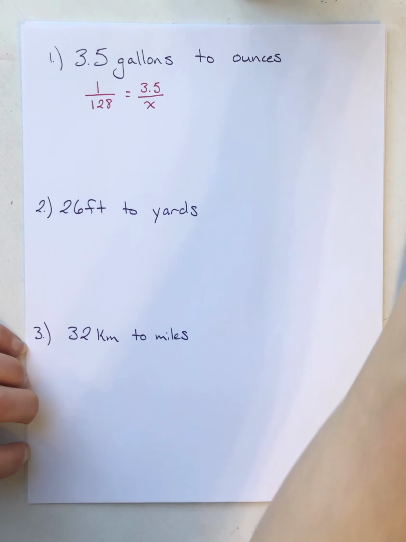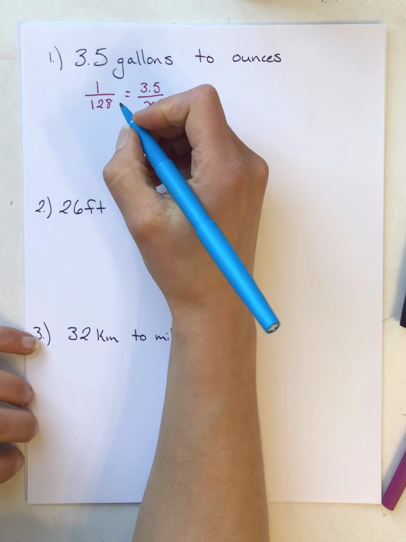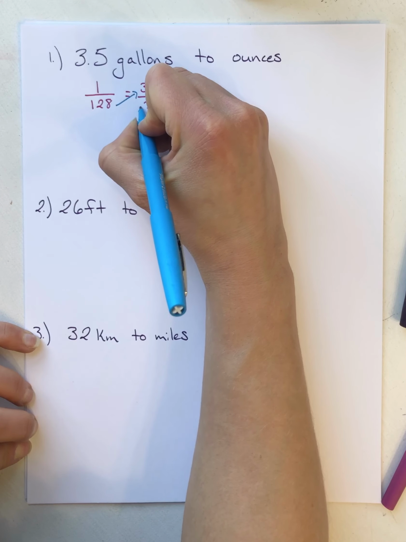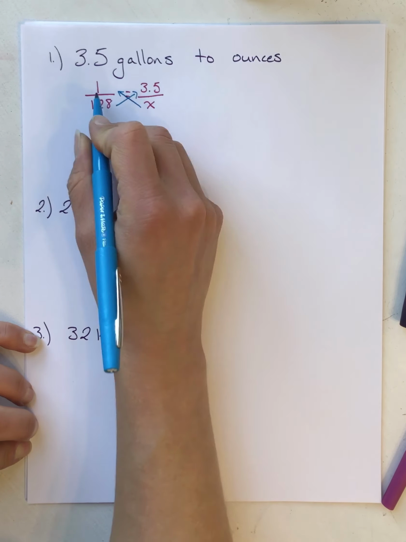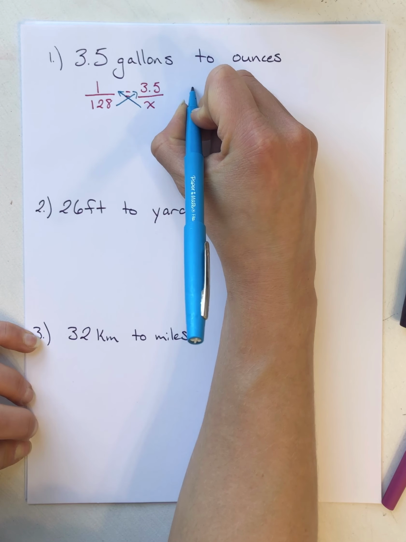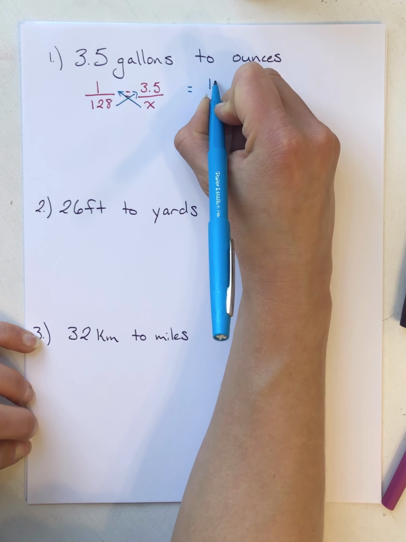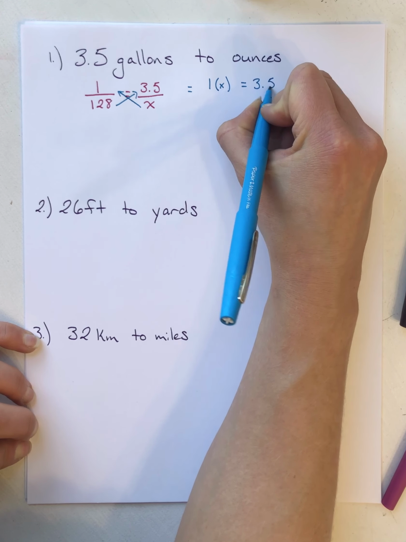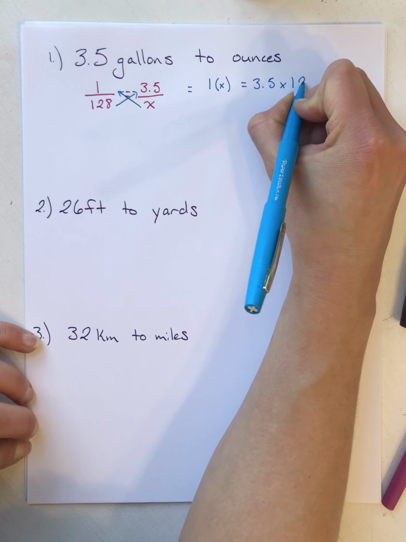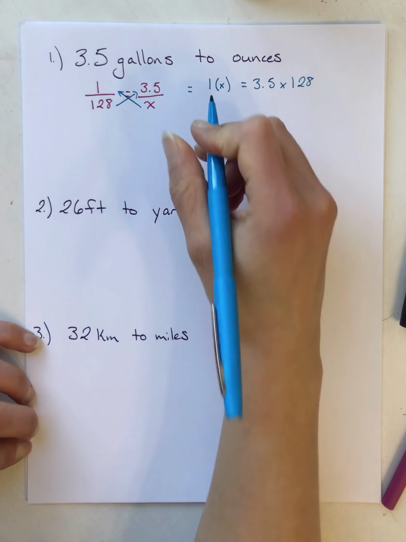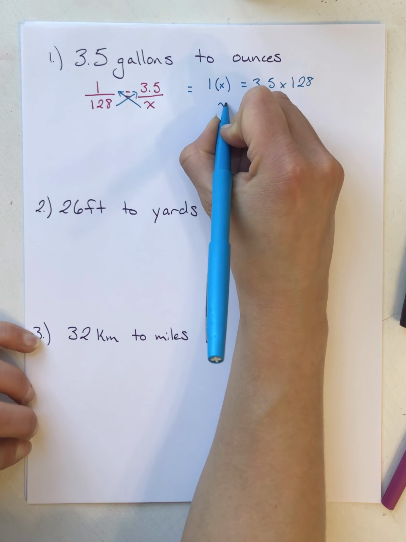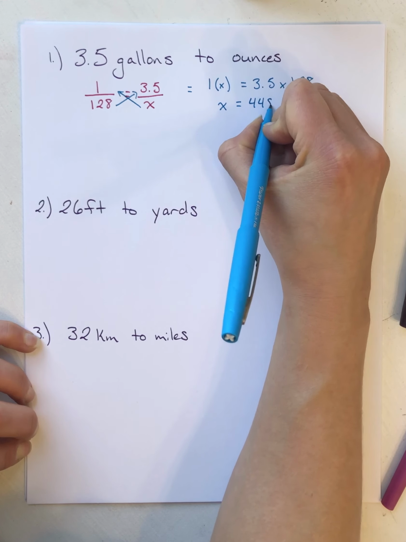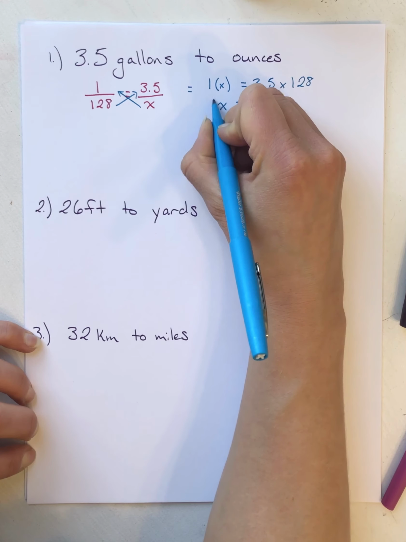What we're going to do here is what is called cross multiplying. So I am going to go this way and this way. I'm going to multiply X times 1. So what I will get over here is 1x equals 3.5 times 128. And then what I get is x equals 448 ounces.